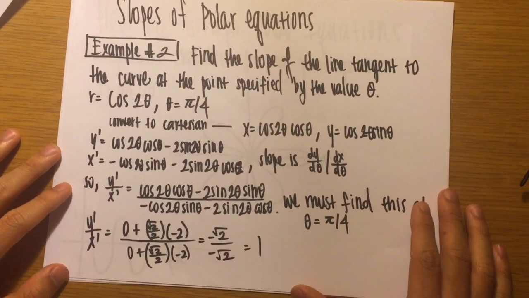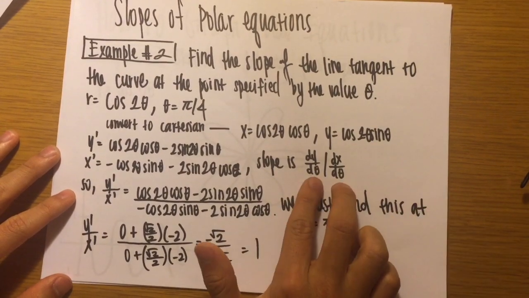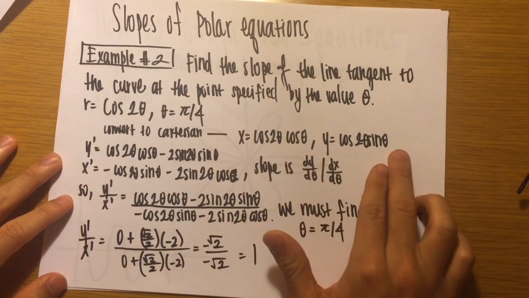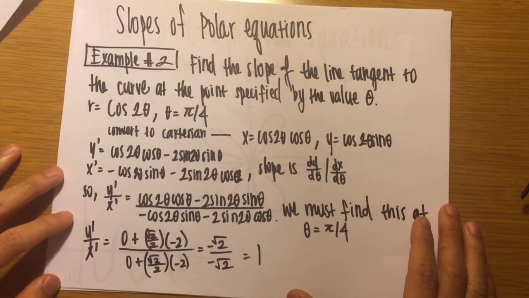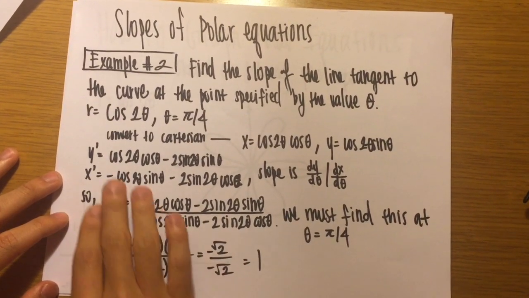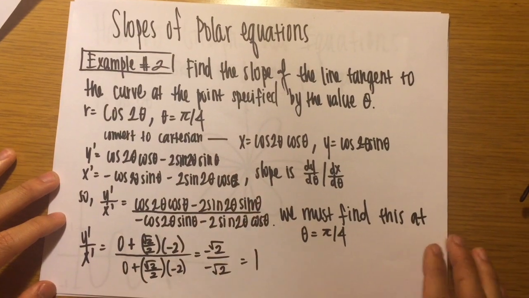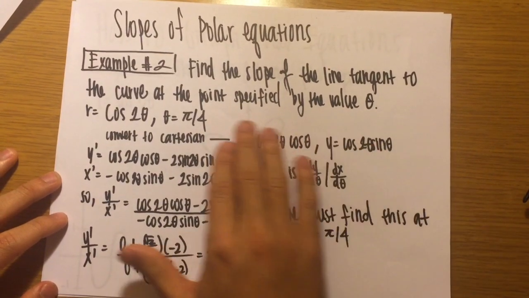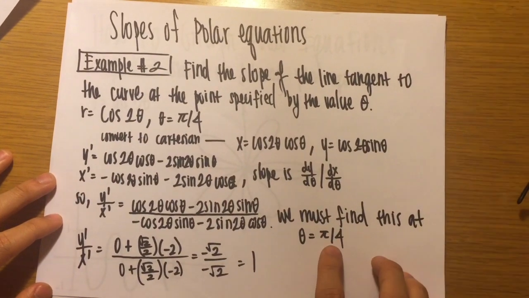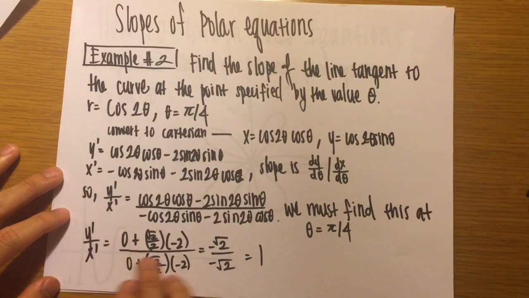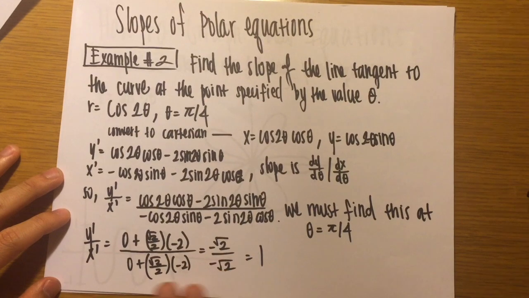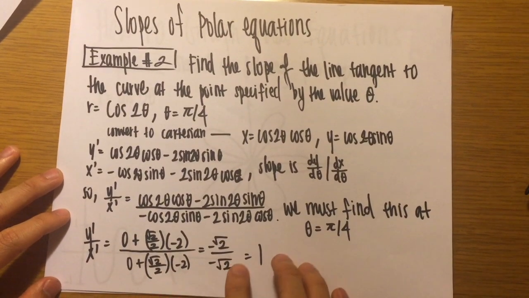Now, in order to find the slope, we have to use this formula, and we find the derivatives of each with respect to theta. Simply, the derivative is y prime over x prime, so you put this in the numerator and this in the denominator. It asks for the point specified by the value theta, so we must find this at theta equals pi over 4. When you plug that in, you get 0 plus essentially negative root 2 over 0 plus negative root 2 again. The slope is 1.